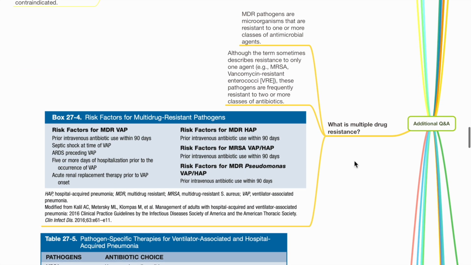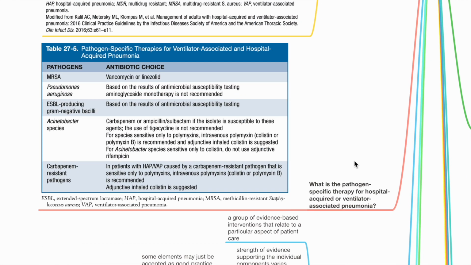What is multiple drug resistance? MDR pathogens are microbes that are resistant to one or more classes of antimicrobial agents. These pathogens are frequently resistant to 2 or more classes of antibiotics. Risk factors for MDR pathogen development include prior IV antibiotic use within 90 days, septic shock at the time of VAP, ARDS preceding VAP, 5 or more days hospitalization prior to occurrence of VAP, and acute renal replacement therapy prior to VAP onset.